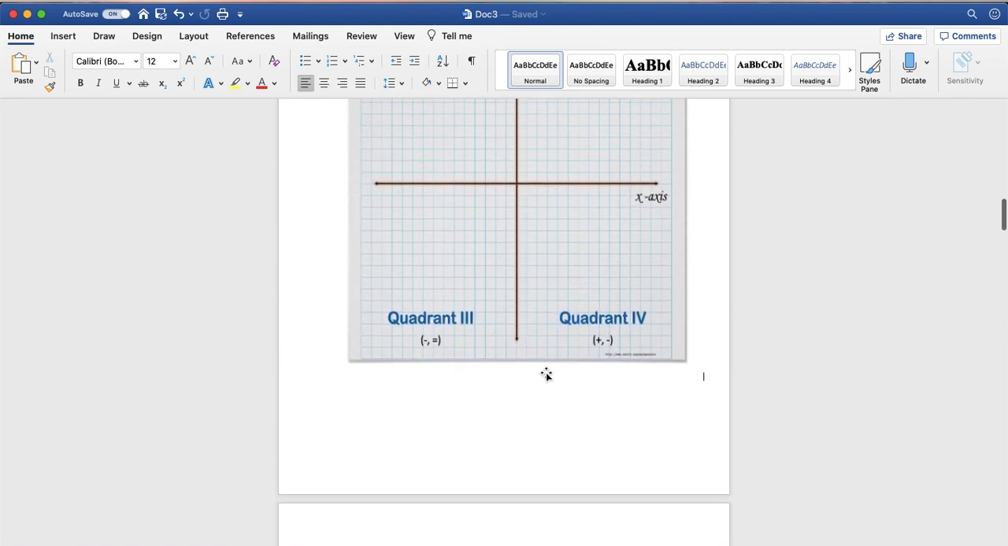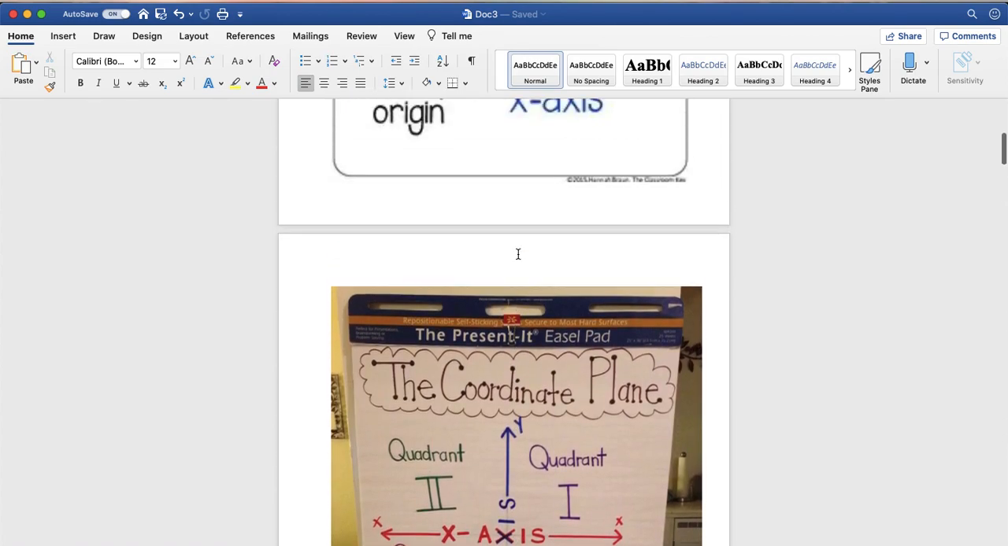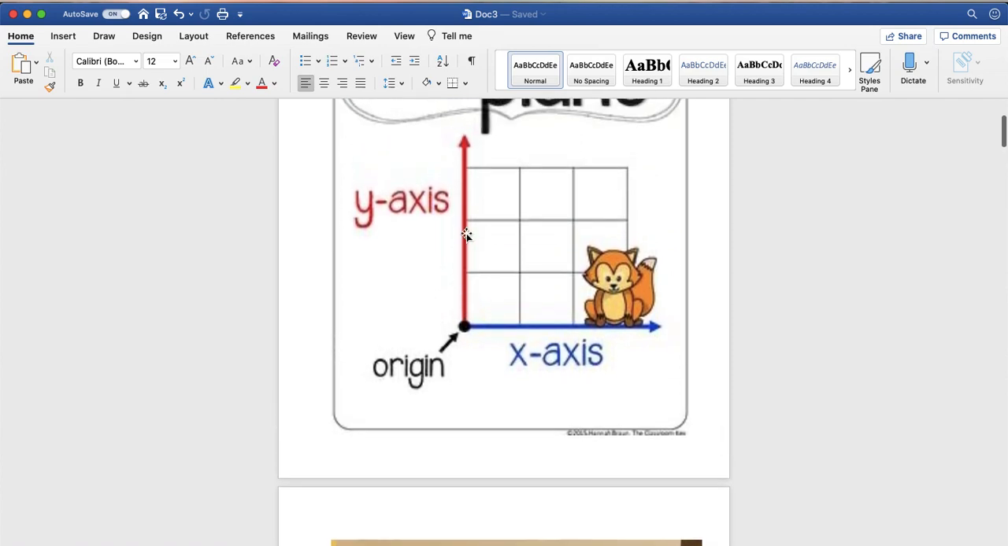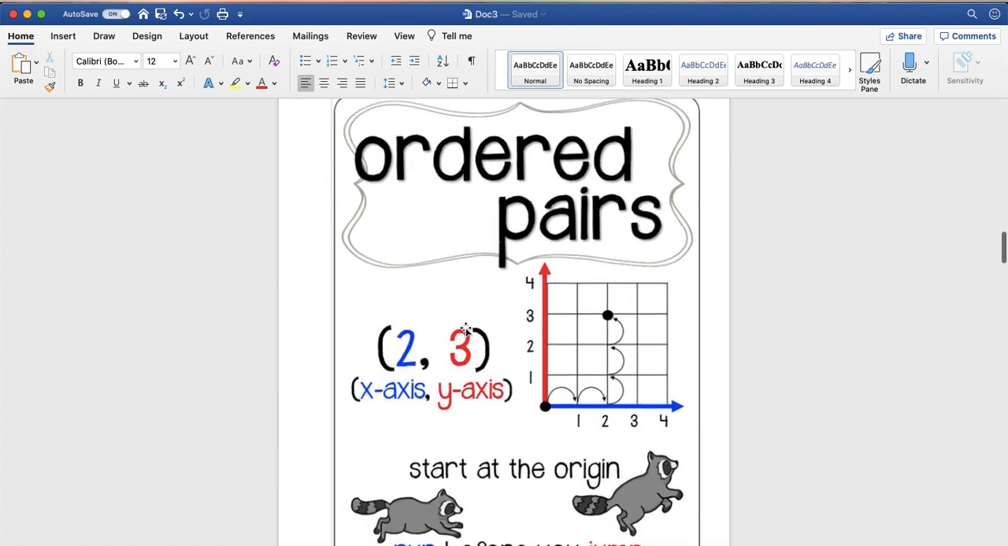And now if I just go up here, our origin would be right here in the center. So where the 2 lines meet, that's our origin. And if I go up here, where these 2 lines meet, that's our origin. Okay, so just go down to where we were.